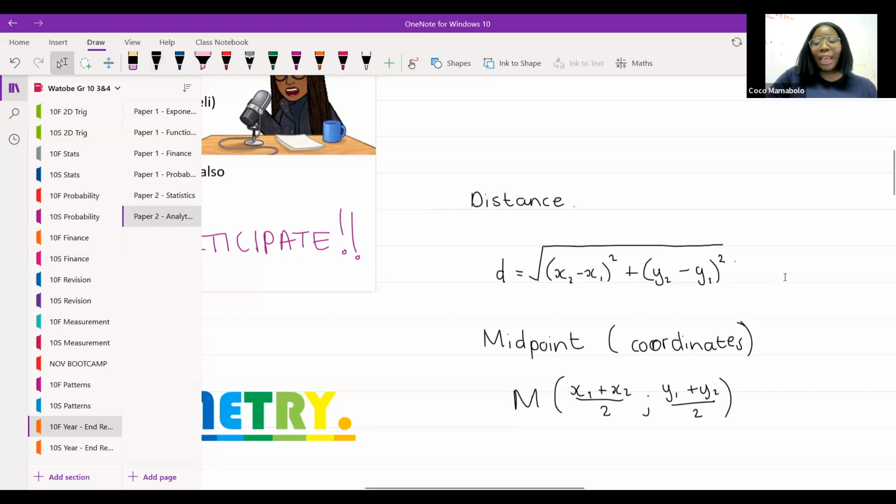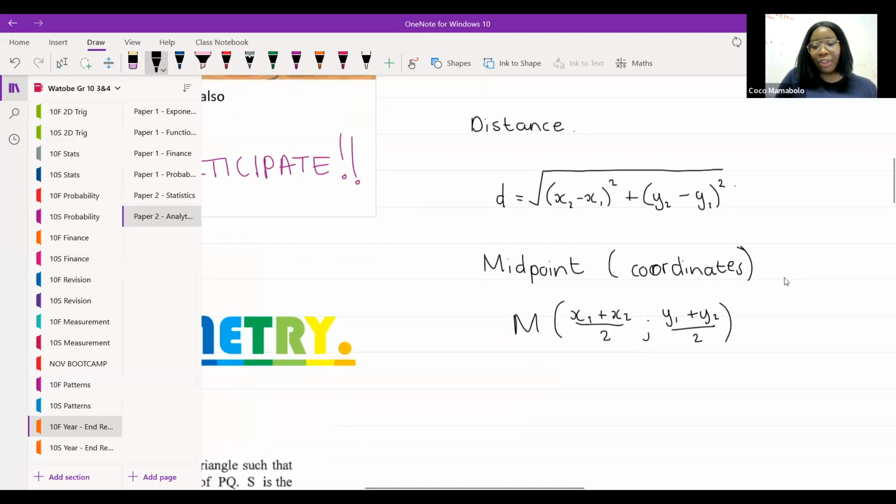On top of that, we also have the gradient formula. Let me write gradient before I write m. The gradient is small m, midpoint is big M, gradient is small m. m is going to equal, and we use this one when we also look at the equation of a straight line, y2 minus y1 over x2 minus x1.